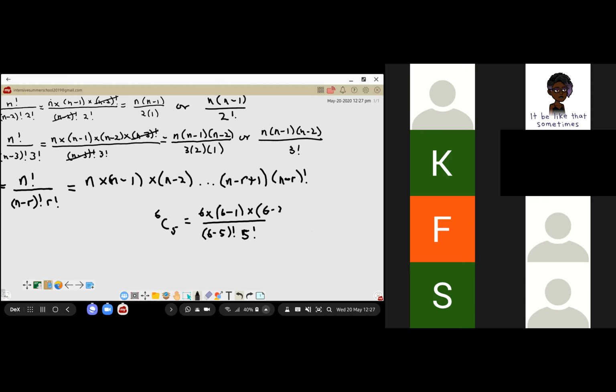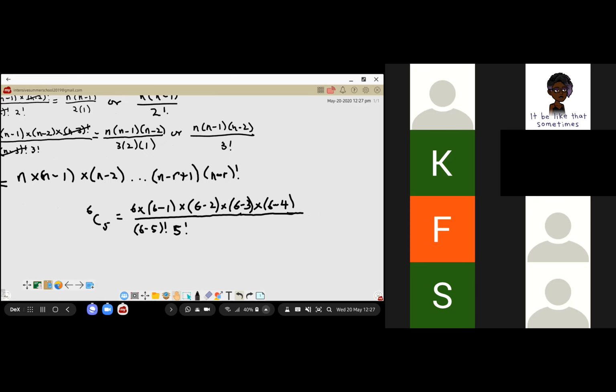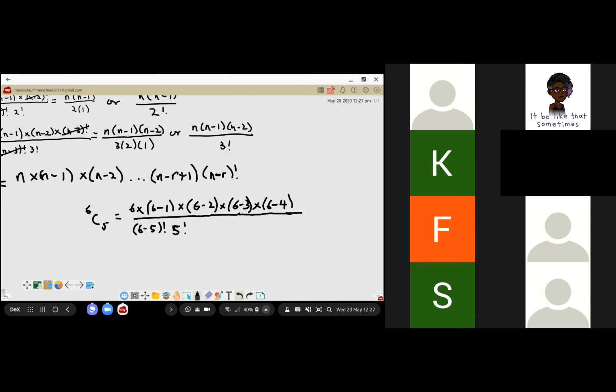6 minus 2. Times 3, which is what? 6 minus 3. Times 2, which is what? 6 minus 4. Times the last one. This 6 minus 5 factorial is what?